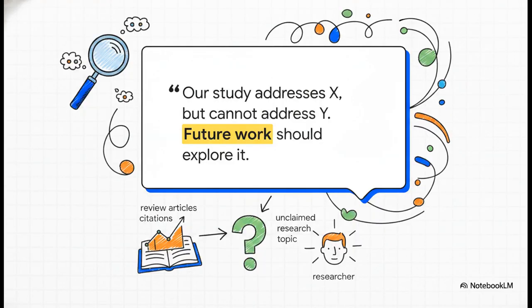Now, if you're pulling your hair out trying to find that gap, listen up, because here is an absolute cheat code from a researcher on Reddit. Go find some recent, highly cited review articles in your field and skip straight to their limitations and conclusions sections. You are looking for sentences that say something along the lines of, "Our study addresses X but cannot address Y. Future work should explore it." Authors literally hand you the exact gaps they couldn't fill themselves. Those sentences are unclaimed questions just waiting for you to build an entire project around.